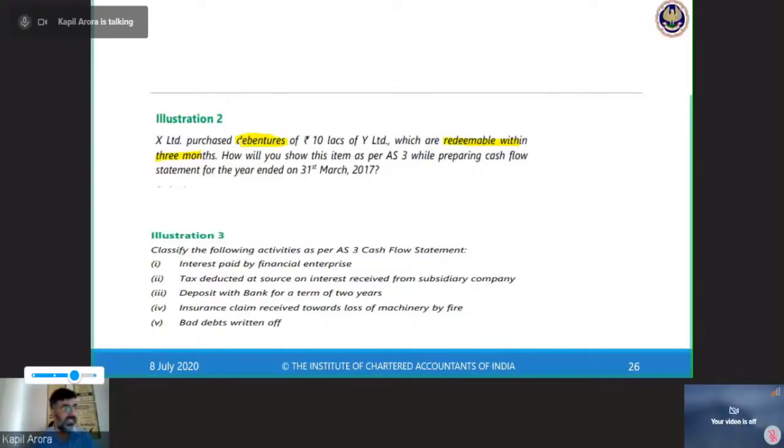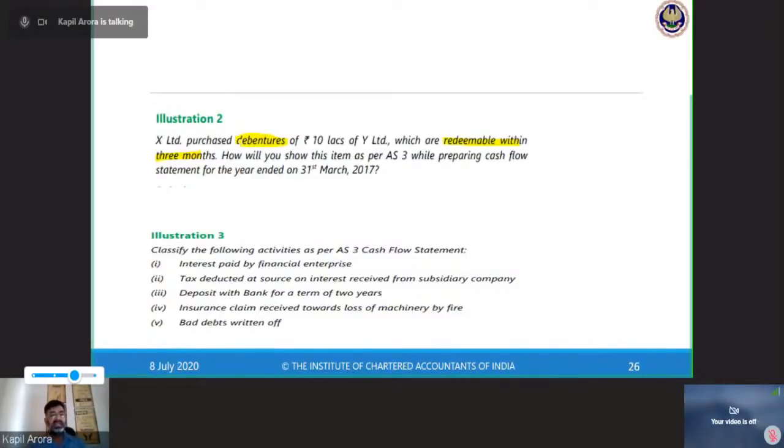Only one thing has made it a different item, not coming under operating, financing, and investing, as Janvi has mentioned. Very good, Janvi. Since 3 months is mentioned, we would consider this as highly liquid because it is a debenture also. I will get the fixed amount. I will consider it highly liquid, and this will be considered as cash or cash equivalent.